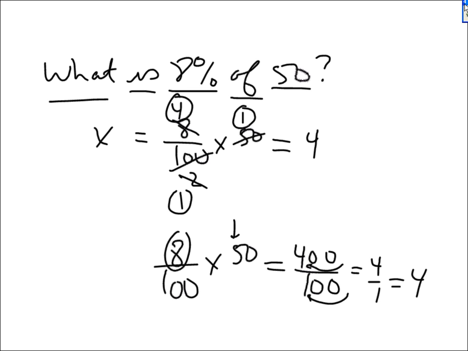Dividing by 100 is like dividing by 1. That is, you don't do anything. You just move the decimal 2, 3, 5 places. Of course, not for 100. You're dividing by 100, you move it 2 places. You divide by 1,000, you move it 3 places. 10,000, you move it 5 places.